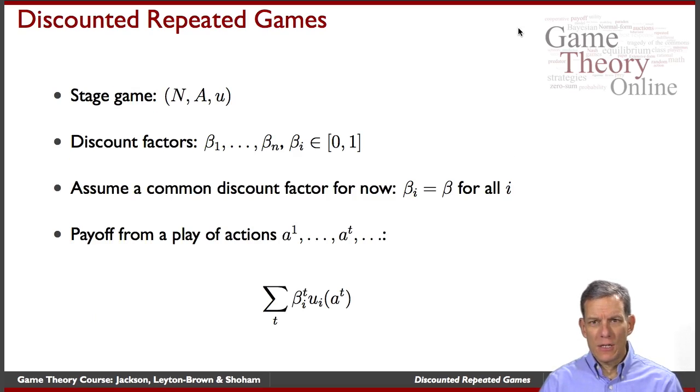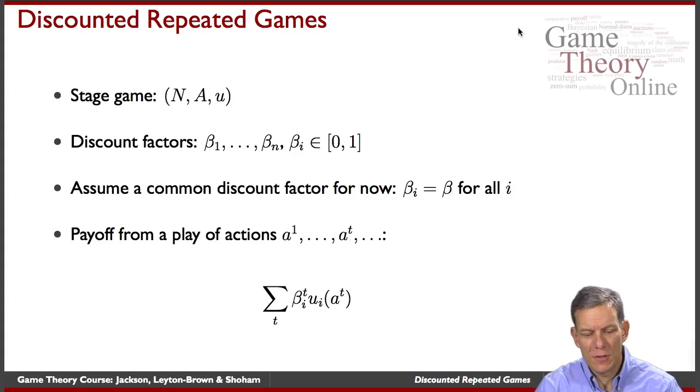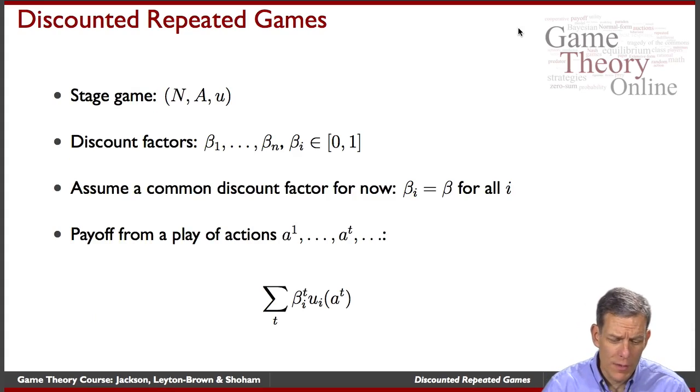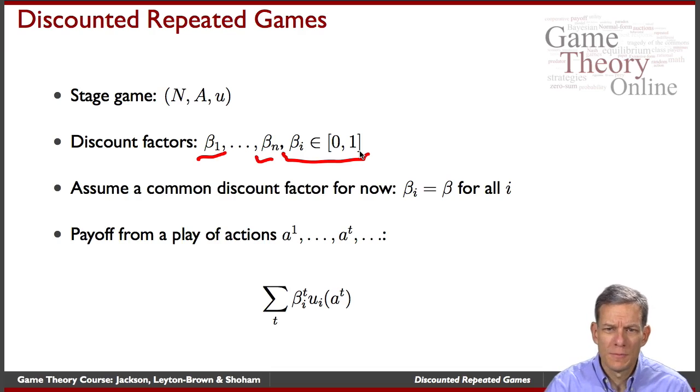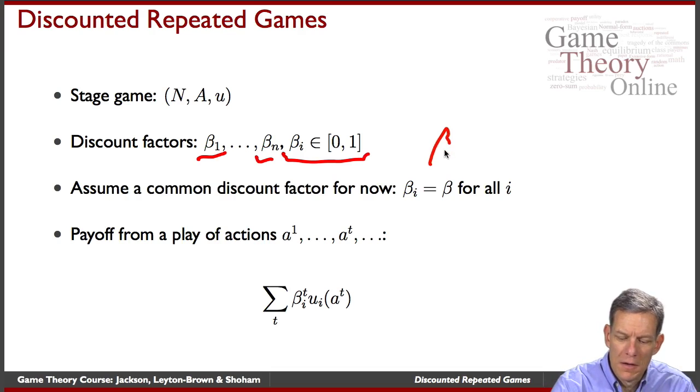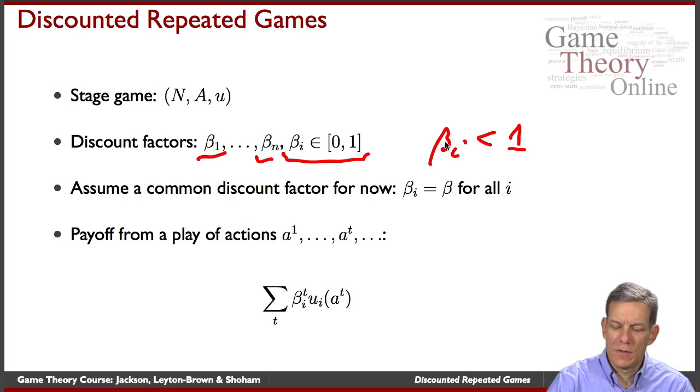So we're looking at a stage game. Again, a stage game is just a normal form game. We're going to play that repeatedly over time. And now each player has a discount factor. So player 1 has a discount factor and so forth. Discount factors are going to be taken to be in [0, 1]. Generally, we'll take beta_i to be strictly less than 1 so that it's of more interest.